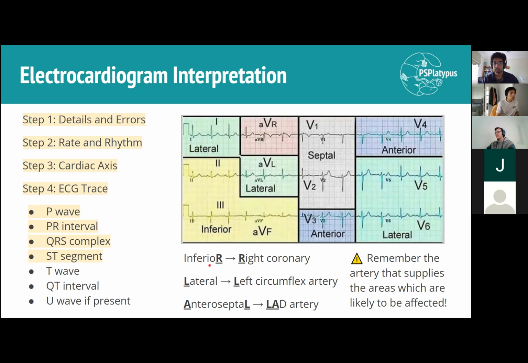With the inferior leads, and again, look back at your diagrams of the coronary circulation, that's going to be focusing on the right coronary artery. It's going to supply a lot of the inferior parts of the heart. The lateral leads are going to focus on the left circumflex artery. Again, think back to the anatomy. And then the anteroseptal, in other words this bit here and all of these leads here, if they're all elevated, you're thinking about a potential blockage of the left anterior descending artery. So these are just the 3 major ones to keep in mind.